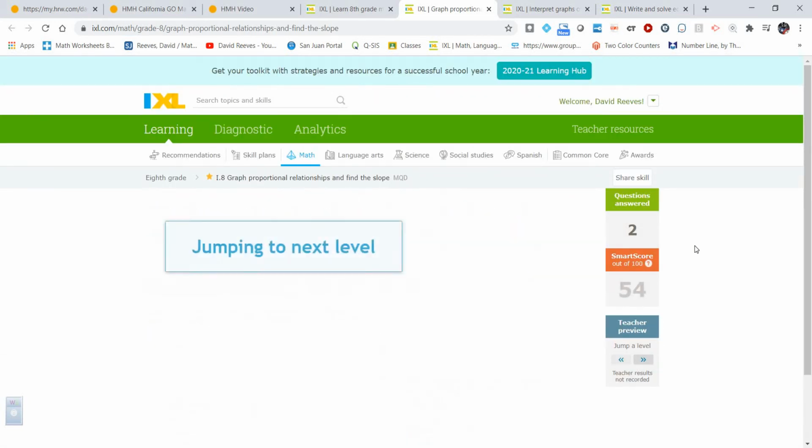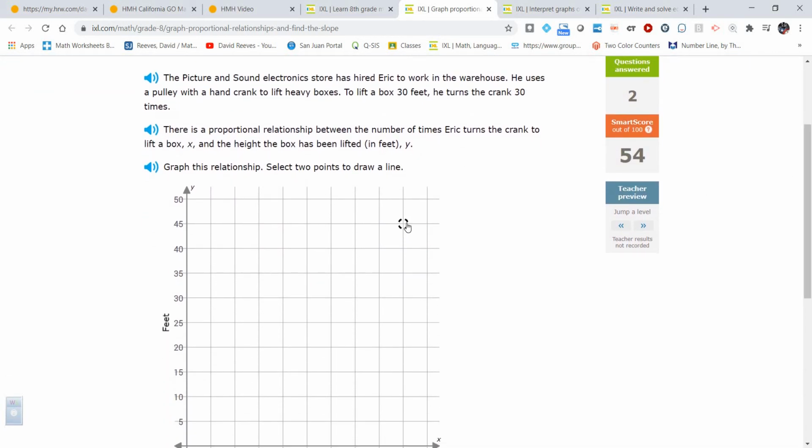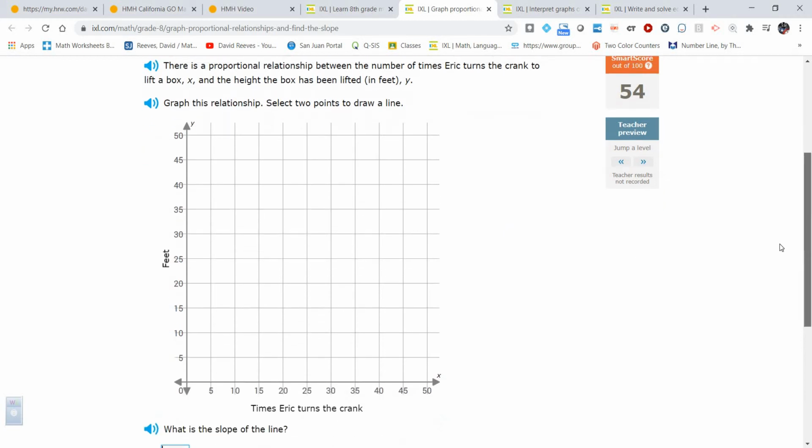All right, let's skip up to the next level and see what we have. The Picture and Sound Electronics Store has hired Eric to work in the warehouse. He uses a pulley with a hand crank to lift heavy boxes. To lift the box 30 feet, he turns the crank 30 times. Oh, man.